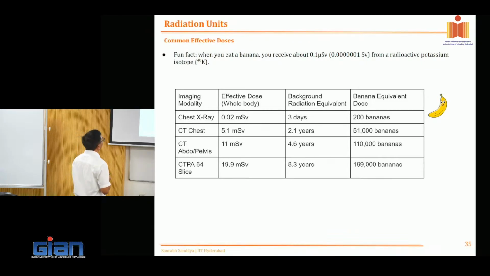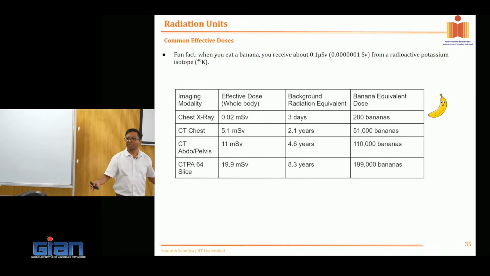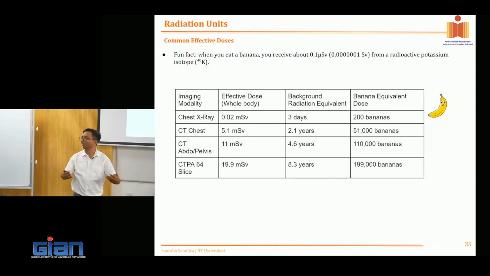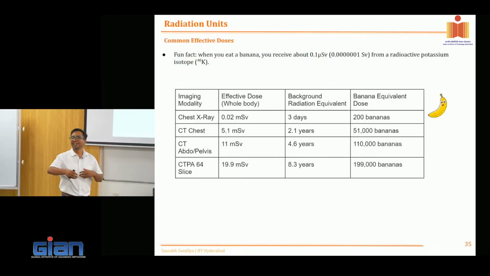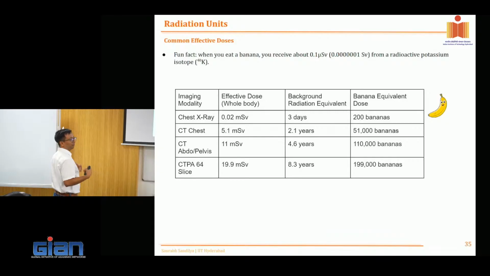Depending on what you are doing, a chest X-ray is equivalent to 0.02 millisievert in SI unit. In normal day-to-day life we are exposed to radiation like cosmic rays and a lot of other things; if you live 3 days longer, that compensates for that much, and that is equivalent to eating 200 bananas. A CT chest is even more radiation, 5.1 millisievert, which is equivalent to eating 51,000 bananas. And there are other methods which give you higher doses.